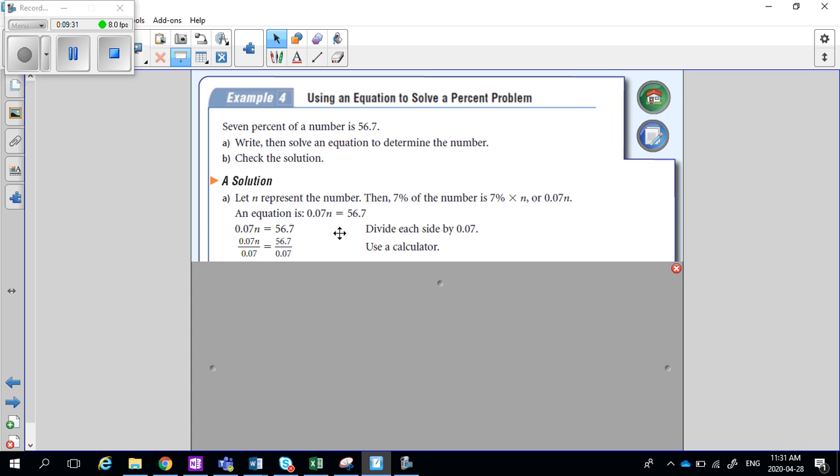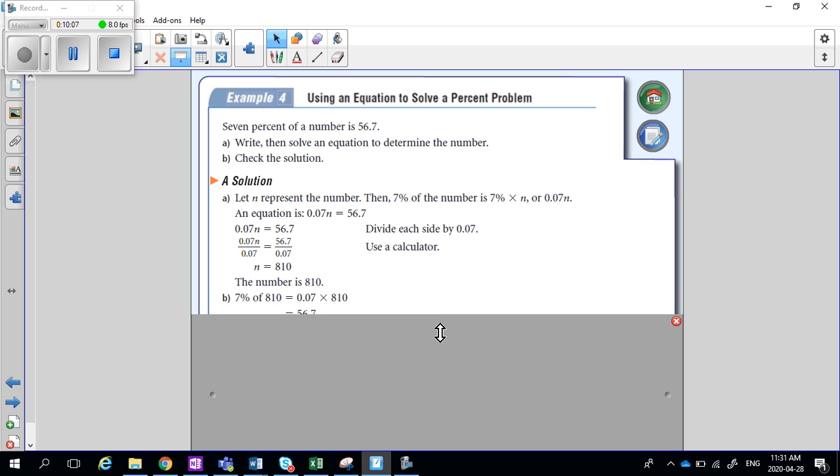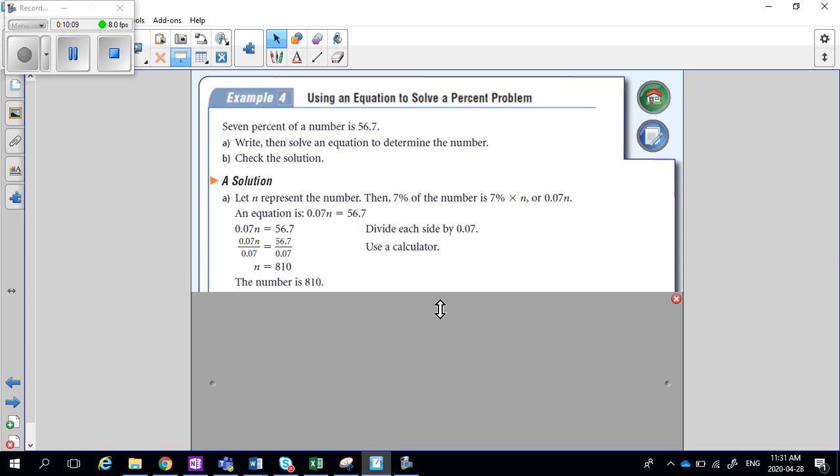If we want n all by itself, we have to undo how it's connected. Remember, it's connected with a times, with a multiplication. So we have to undo multiplication by using division. So 0.07 times n. We want just n. We have to divide it by 0.07, the part that's held in there with a multiplication. So divide that by 0.07, but then we have to divide the other side by 0.07 because they're equal. And if we do that, 0.07 divided by 0.07 is 1, 1n equals, this divided by this is 810. The number is 810. Does that make sense?